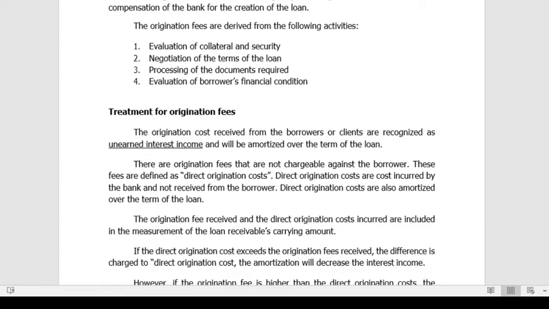Okay, let's read these statements. The origination costs received from the borrowers or clients are recognized as an unearned interest income and will be amortized over the term of the loan. So, ang unearned interest income is a liability account. Ibig sabihin kasi niyan, hindi mo pa na-earn itong income na ito, itong klaseng interest income na ito. So, you will classify it as a liability, kaya unearned interest income pa yan.